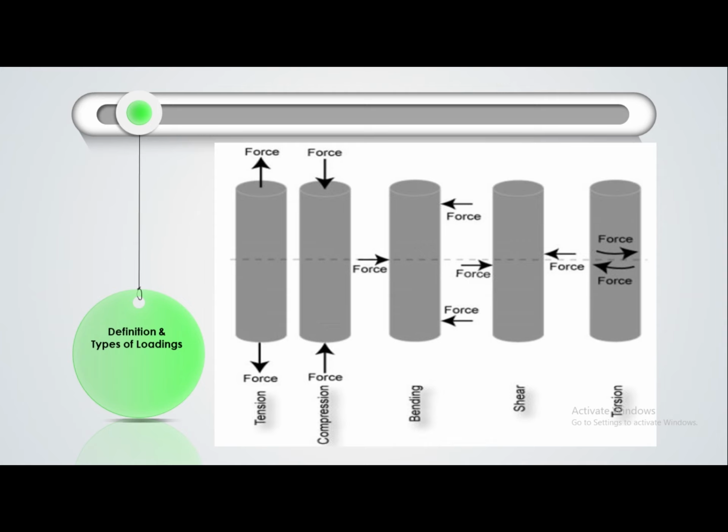Compression is the reverse of tensile loading and involves pressing the material together. Bending loading involves applying a load in a manner that causes a material to curve, compressing the material on one side and stretching it on the other. Shear involves applying a load parallel to a plane, which causes the material on one side of the plane to want to slide across the material on the other side of the plane. Torsion is the application of a force that causes a twisting in a material.